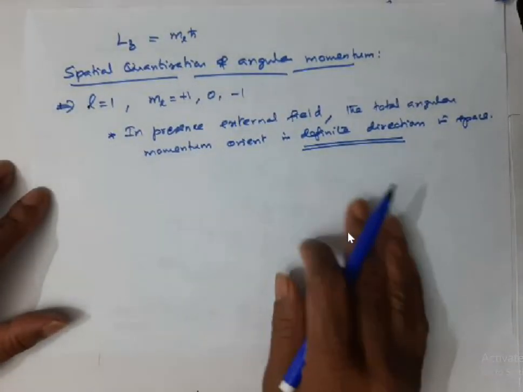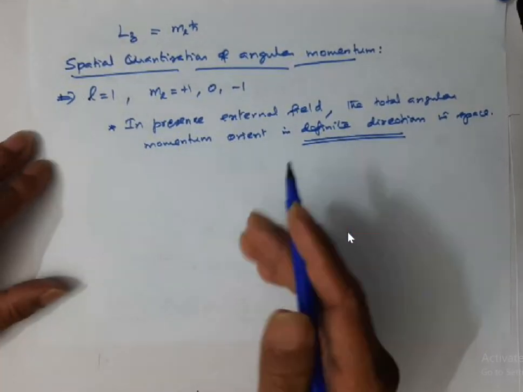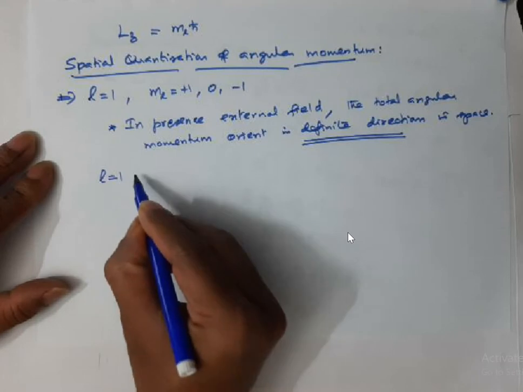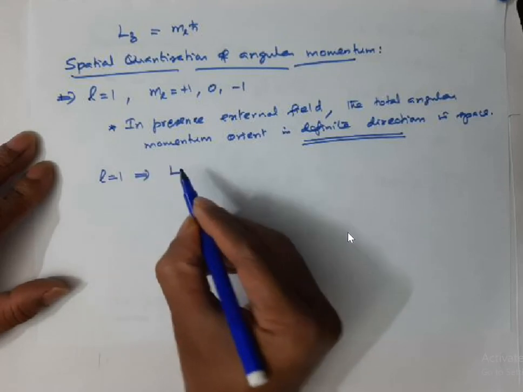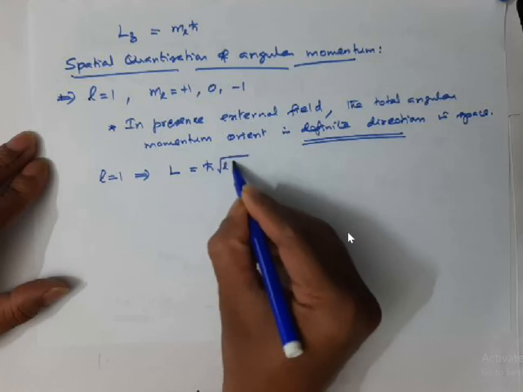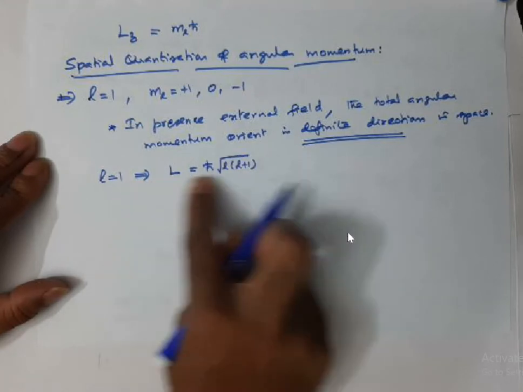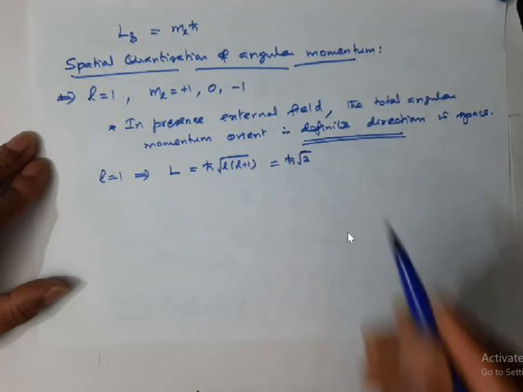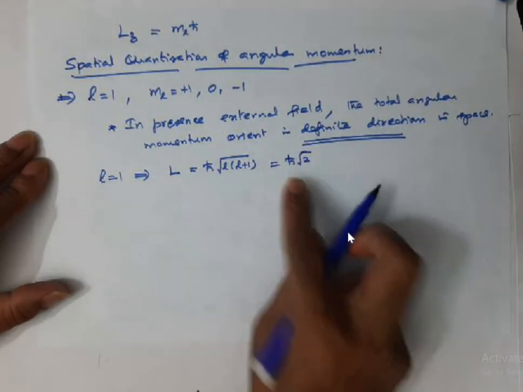Let me explain that in pictorial form so that you can easily understand. If L is equal to 1, what is the value of total angular momentum? Total angular momentum is h bar into square root of L into (L + 1). So if I put L equal to 1 here, I get h bar into root 2. So the total angular momentum value is this.